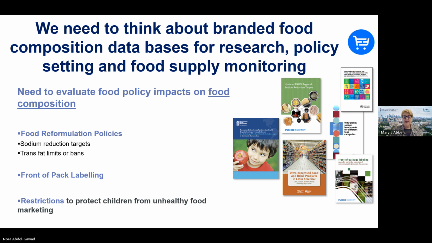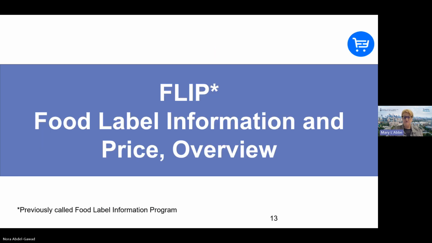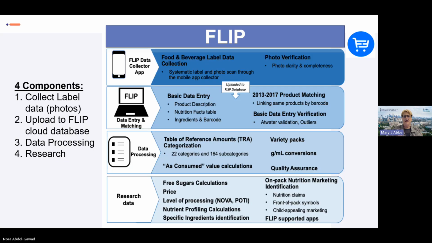Next slide. So I'll just talk a little bit about FLIP and its overview. If you can move to the next slide. There's actually a number of components of FLIP. It's actually a system. So first, there's a data collection app, which collects your food label pictures from in stores. Those labels are then updated into a database, which is web-based access. And obviously the leader or the PI of each country would then designate who has access to that database. And then there's space for data processing and for conducting your research. And next slide, and I'll go through each of these parts.